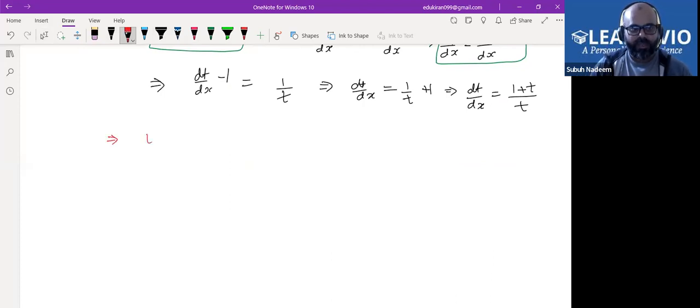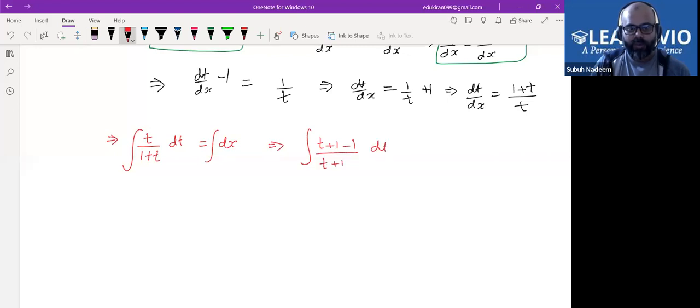So we will write t by 1 plus t, cross multiply, dt and dx. Integrate both the sides. Here we will write it as t plus 1 minus 1, so it will be easier to integrate. Here it will be x plus c. This will become t plus 1 by t plus 1, that will be 1, so dt only, minus 1 by t plus 1 dt, another term, equal to x plus c.